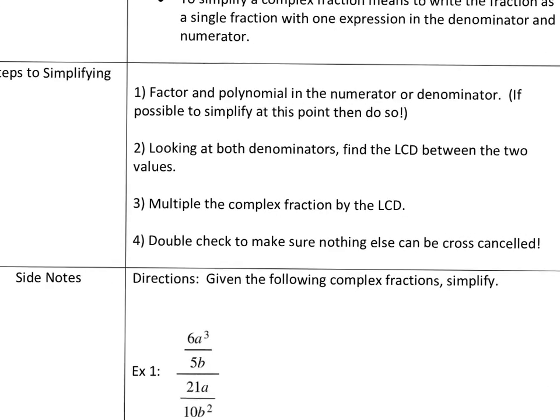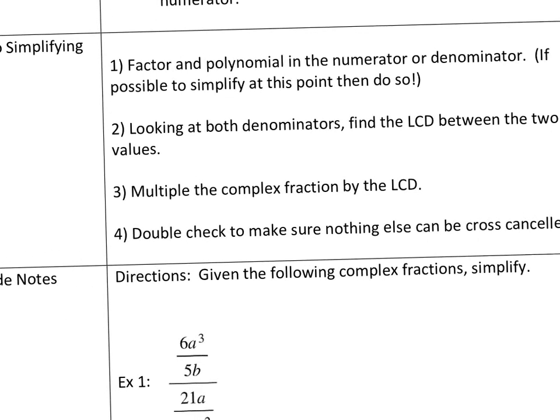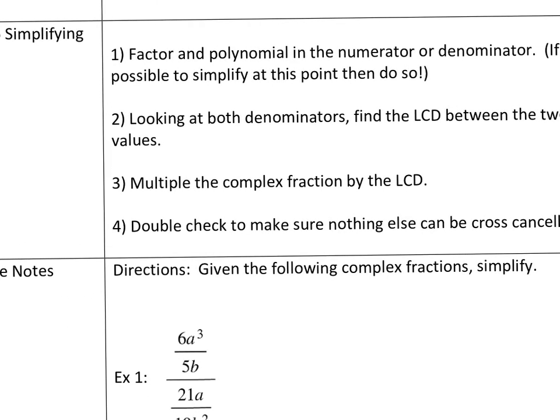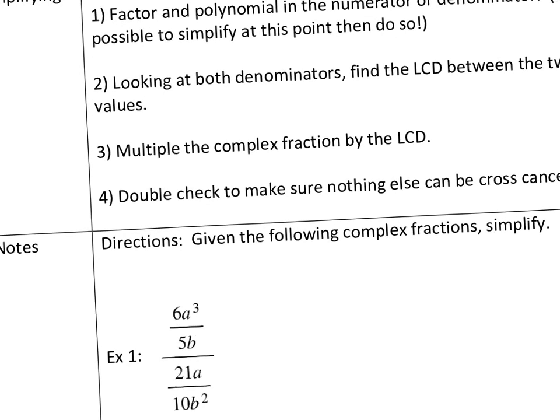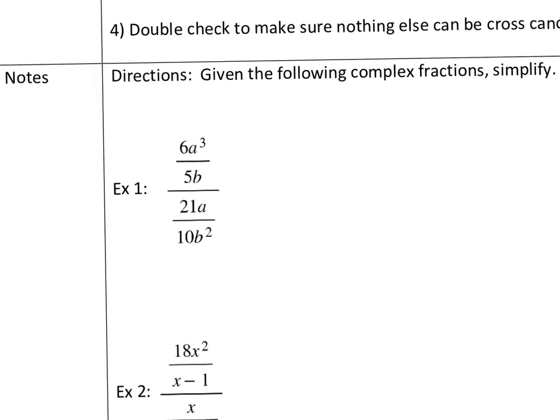Okay, how to do that? First things first, there's a little typo here. Factor the polynomial in the numerator and in the denominator. We always factor everything, because if we can simplify at this point, it might make it a much easier problem. So factor and simplify first. Then looking at both denominators, we find a least common denominator between the two values. We'll multiply by that least common denominator, and then double check that we simplified everything. Sounds like a lot, but it's really not too bad.